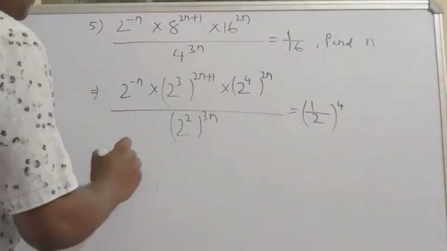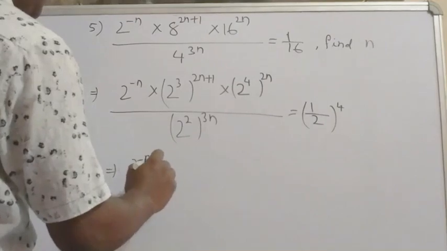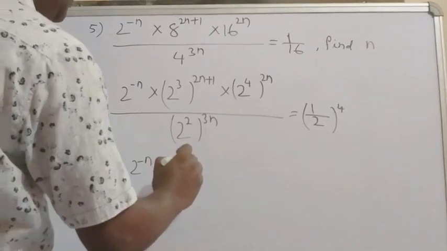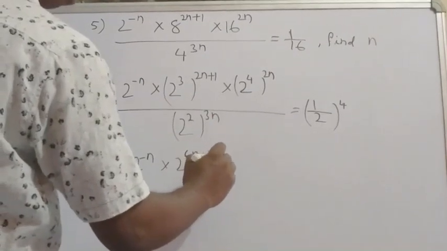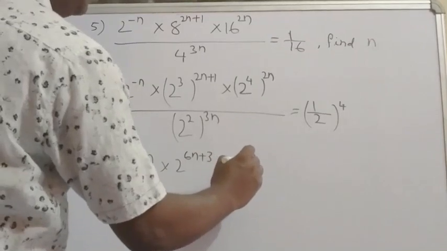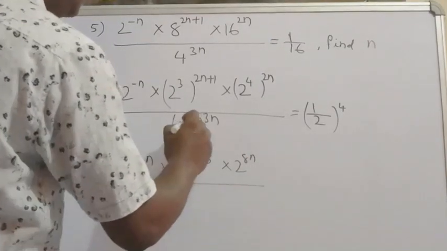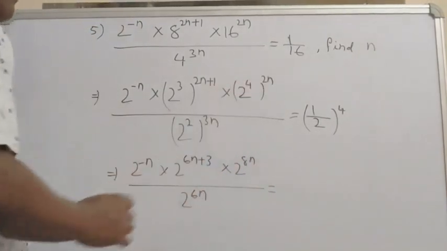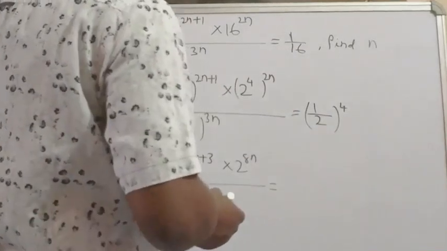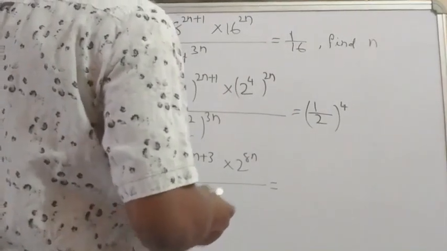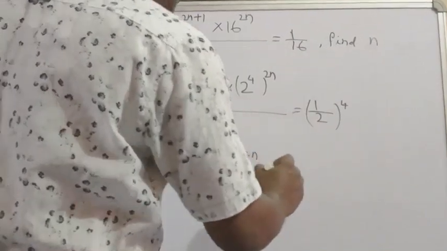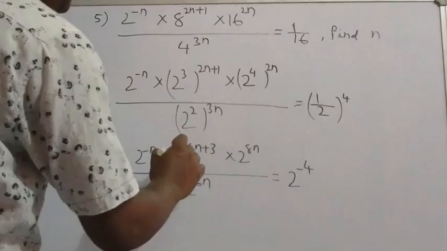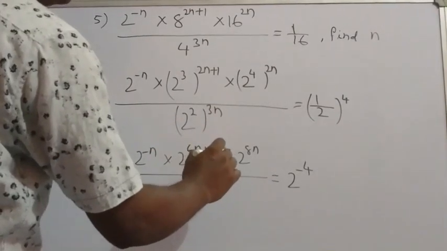Now here 2 to the power minus n into 2 to the power, multiply the power with power. So 3 into 2n is 6n, 3 into 1 is 3, 2 to the power 8n, 2 to the power 2 into 3n, 6n is equal to, here 1 by 2, if we reciprocate it, the power becomes negative. In the 2 form if we write, it becomes 2 to the power minus 4. Now 2 to the power 6n plus 3 into 2 to the power 8n.